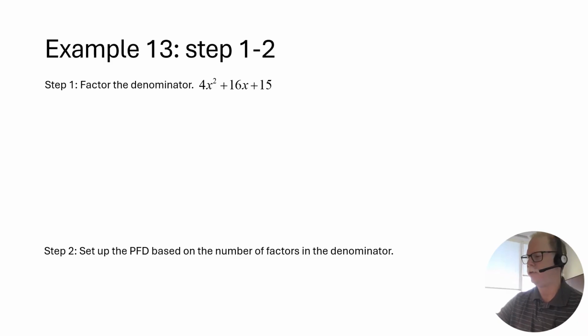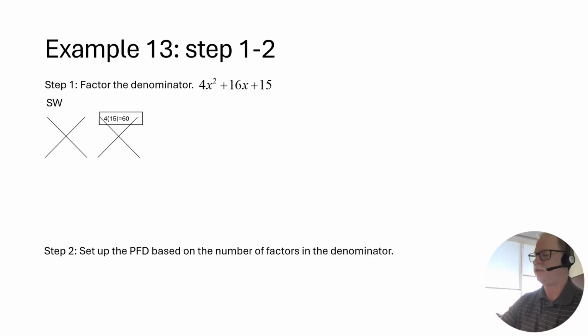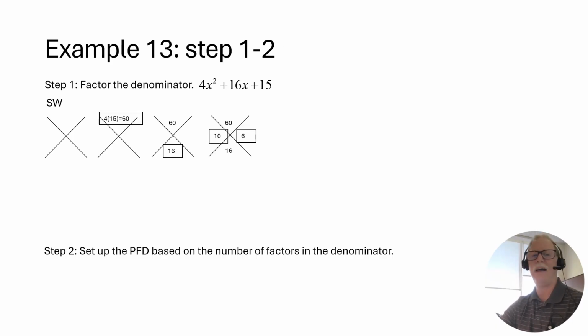This one, I'm going to do the X method. So remember, scratch work off on the side a little bit, please and thank you. Keep it separate from the solving bit. So top of the X, 4 times 15 is 60. Bottom of the X, the middle term 16. Factors of 60 that add up to 16. There you go. All righty.